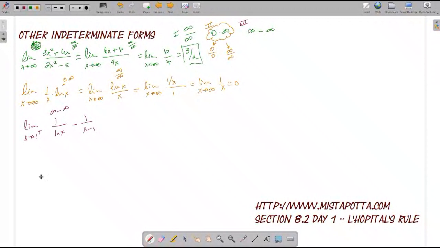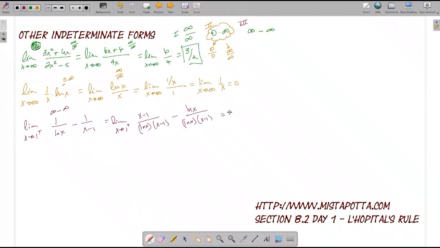And as I usually do with a difference of two fractions, I want to try and make it into one fraction. I want to look for that common denominator. So this should be equal to the limit as x approaches 1 from the positive side of x minus 1 over the natural log of x times x minus 1 minus natural log x over natural log x times x minus 1. Basically multiplying my denominators together and multiplying the numerator of 1 times that extra term.